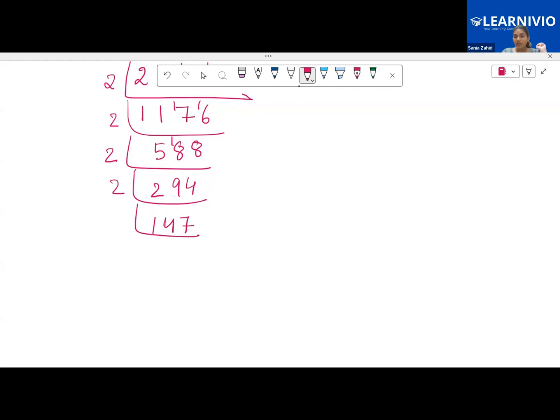So it's odd number. Now 147. Now you cannot divide it by 2 because it's an odd number. So what you will do, just check. Can it be divided by 3? So what is the divisibility test for 3?